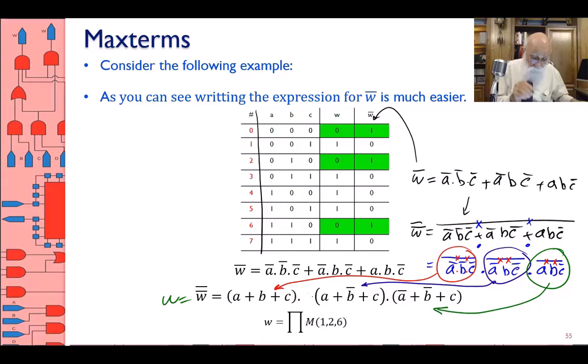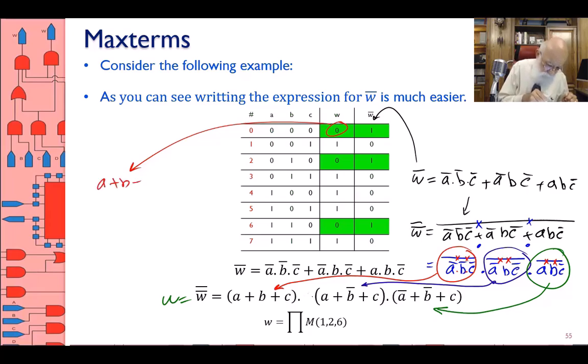Look, the way I could do is forget about W bar. I could look at W and only look at the zeros of W. I can look at this zero, say, this is a max term of the function, and this turns into A or B or C. Let me use different colors here. I could look at this and directly write A or B or C.